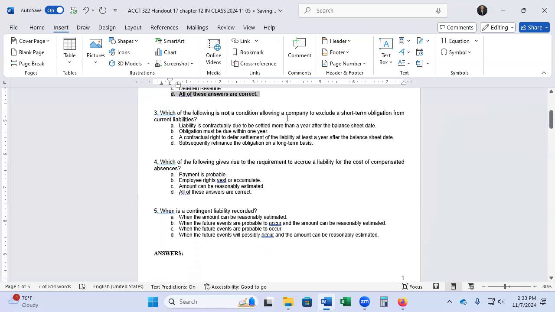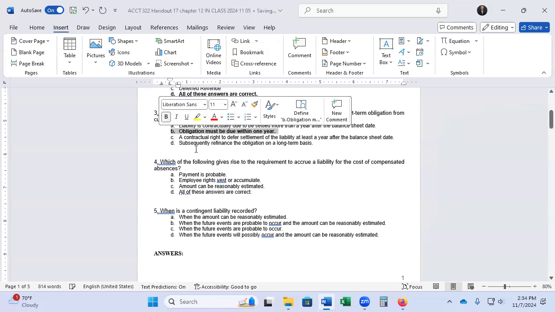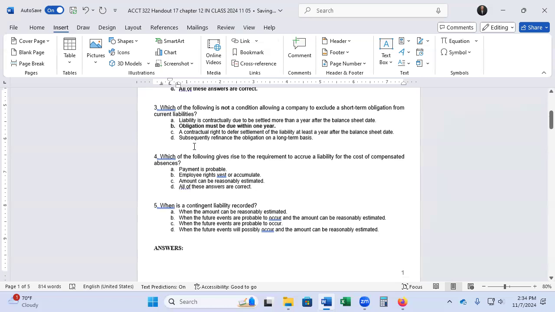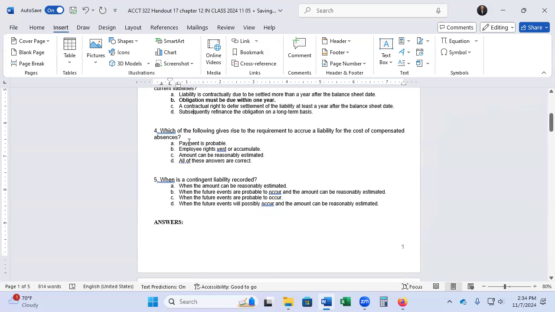Which of the following is not a condition allowing a company to exclude a short-term obligation from current liabilities? So liability is contractually due to be settled more than a year after the balance sheet date. So that would be a condition that would allow it to exclude it. The obligation must be due within 1 year. And so that would not allow the company to move it from short-term or current liabilities.